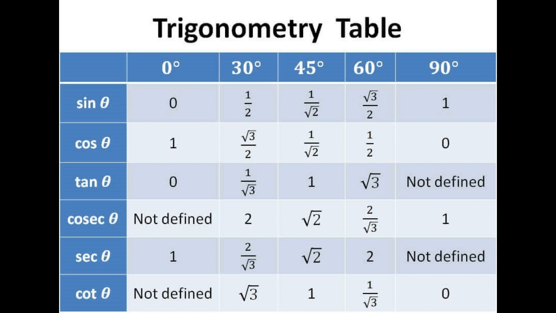Now 0, 30, 45, 60, 90. Remember? Now just forget about this for a while. Now we are focusing on sine. First value is 0. I am talking about the values now. First value is 0. Second value is 1 upon 2. Third value is 1 upon root 2. Fourth value is root 3 upon 2. Fifth value is 1. And we have 5 values. We have 5 degrees. That is why we are saying fifth value is 1.